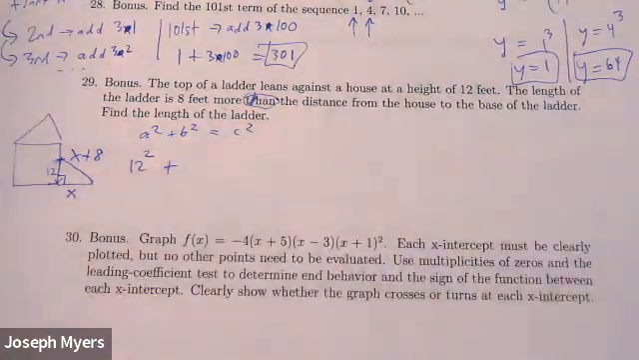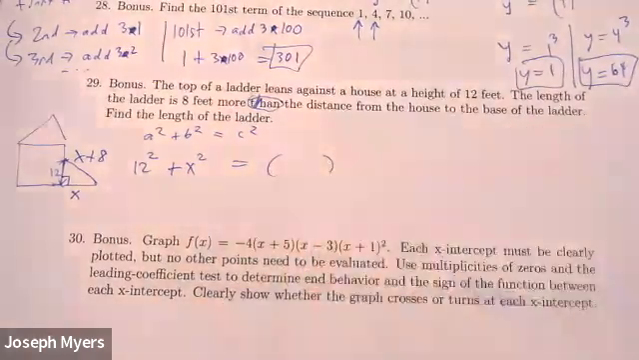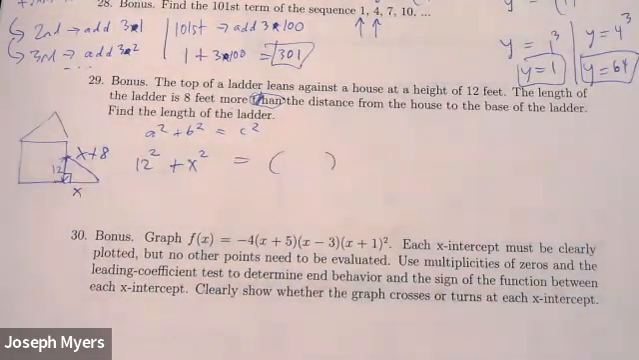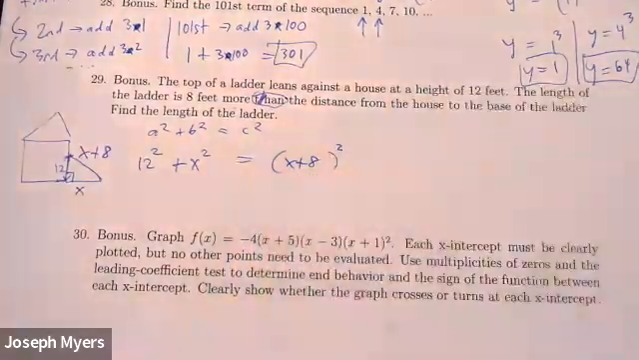And then what's B? X. And then what is C? C is always the hypotenuse. It's always the longest side. So there is no choice to what to put for C. It's always the diagonal side. So C is X plus 8. So 12 squared plus X squared equals X plus 8 squared.